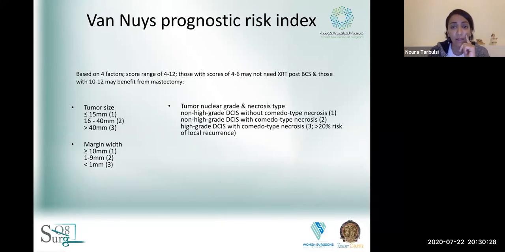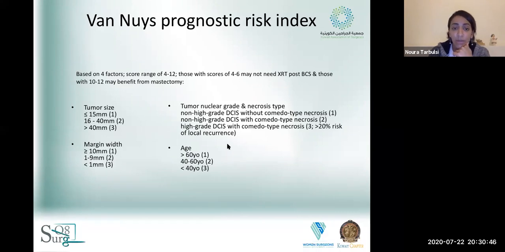Tumor nuclear grade and necrosis. Again, the higher grade and the comedotype necrosis gets 3. And then the age. The younger the patient, the higher the points. So 1 is for over 60, and then 3 is less than 40.